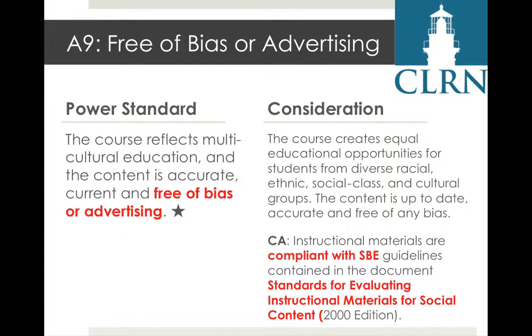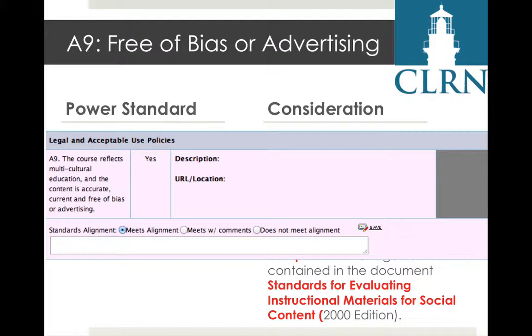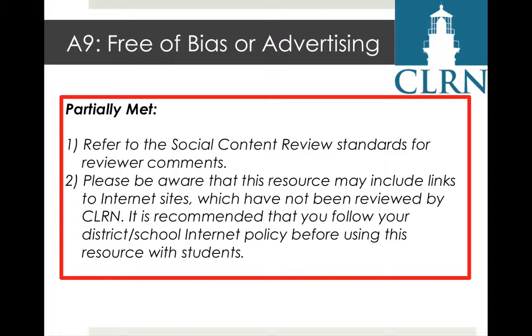The consideration, customized for California reviews, references that the course is compliant with the State Board adopted standards for evaluating instructional materials for social content. Notice that publishers are not asked for a description or location. Instead, you'll reference your work with the social content to mark the standard as met or partially met. In some instances, you'll want to reference your comments in the social content review.